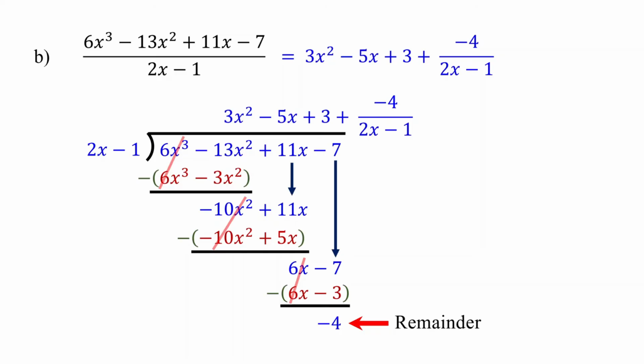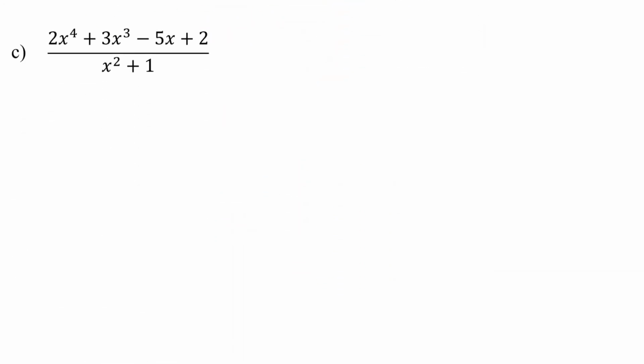In the next example, the polynomials have missing terms. What should we do in such a case? Notice that the polynomial on top is missing the x squared term, and the polynomial on the bottom is missing the x term. In such cases, we add placeholders for the missing terms to avoid making mistakes in the division process.